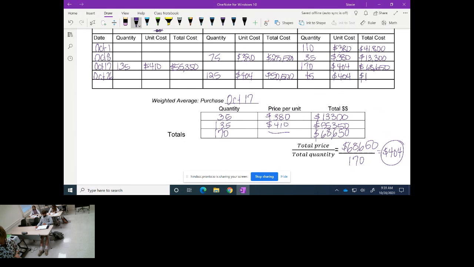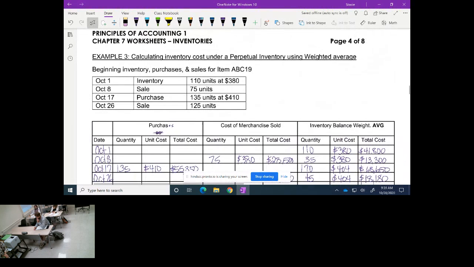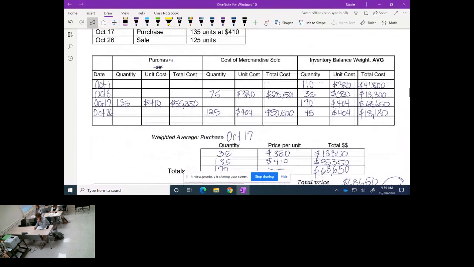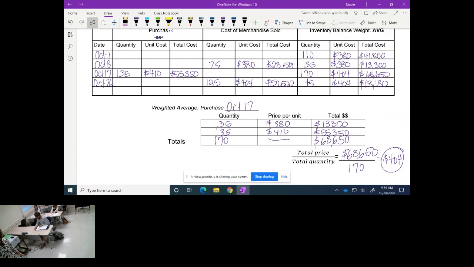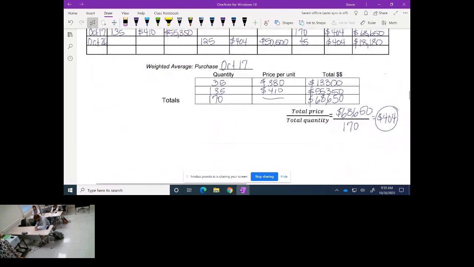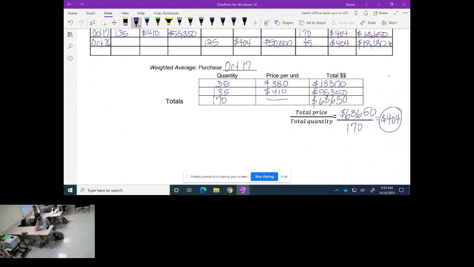And 18,180. So the question is, just calculating it. We're not asked a question, but you could give cost of sales at any point, any date. It's the 8th to the 26th, and your ending inventory is going to be 18,180. That makes sense to everyone?